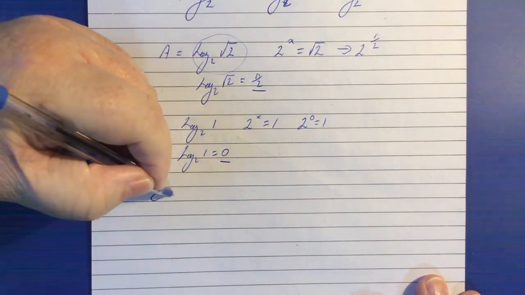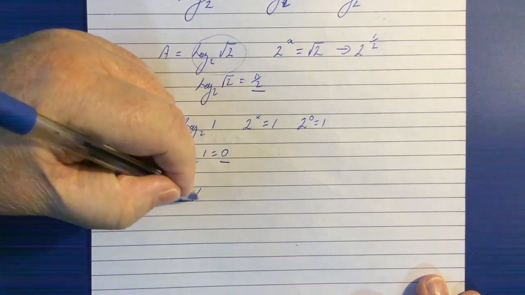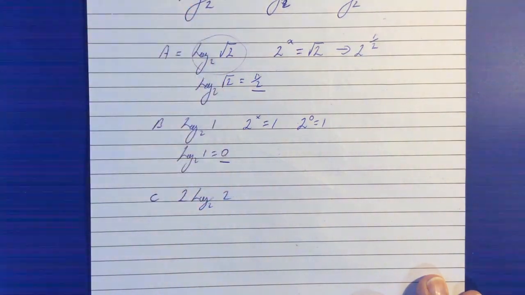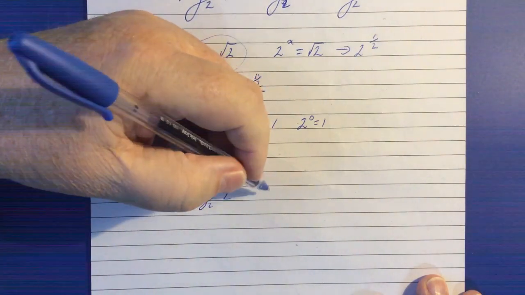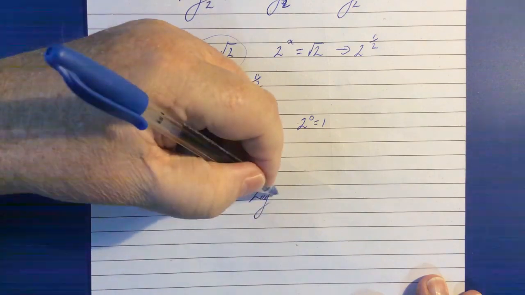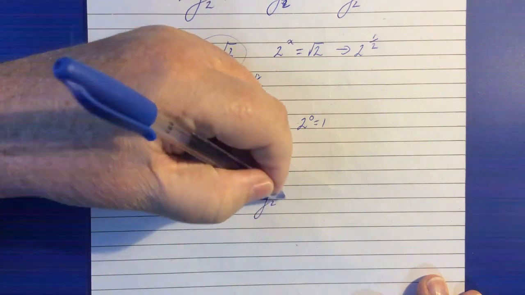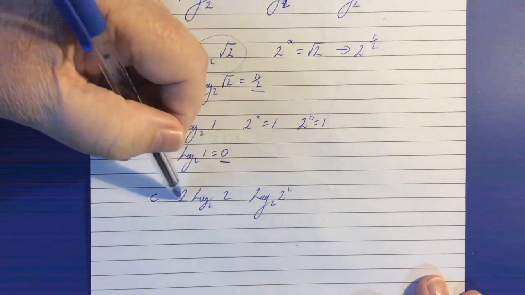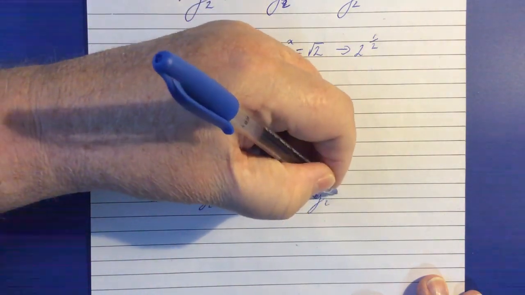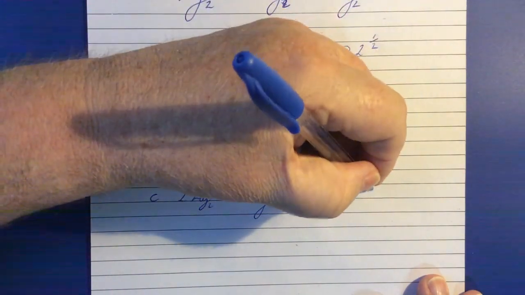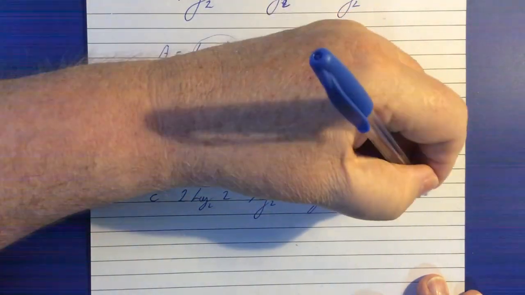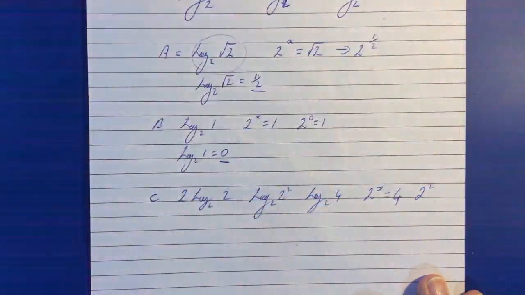Okay, C, which is 2 log base 2 of 2. Now, let's just tidy this up as an expression. This is log base 2 of 2 squared. This can be written as this. So this is log base 2 of 4. So the question is 2 to the power of what is equal to 4? And the answer is 2 to the power of 2.